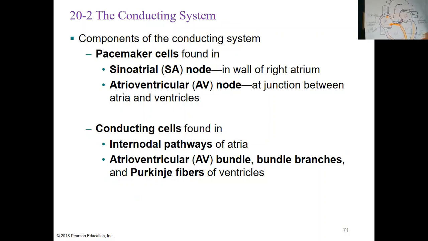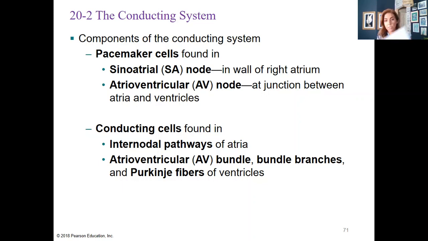That is going to be the SA node. The SA node is known as the pacemaker of the heart. It is going to be in the superior aspect of the right atrium near the superior vena cava. So that's why you want to draw that onto your picture and label it SA node, and then make a little note to yourself. It is the pacemaker.